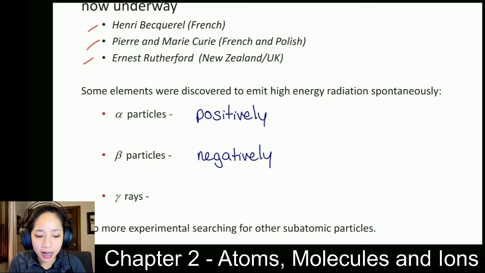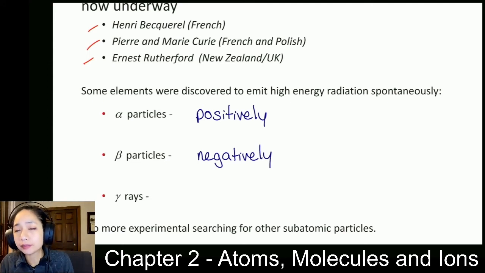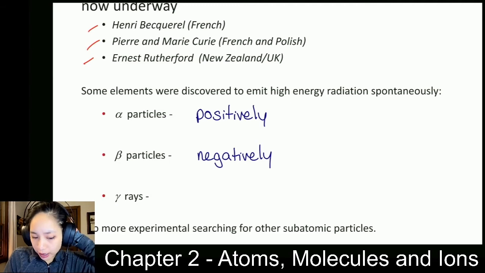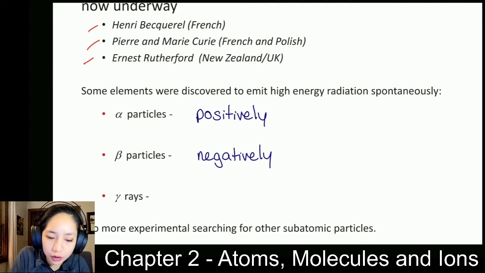And part of that has to do with the different radiations: alpha particles, beta particles, and gamma rays. And so we'll just define those here. Sometimes these different radioactive particles would be emitted spontaneously from certain radioactive elements. And so alpha particles, so we're using the Greek alphabet here. Just know alpha particles are just positively charged particles.